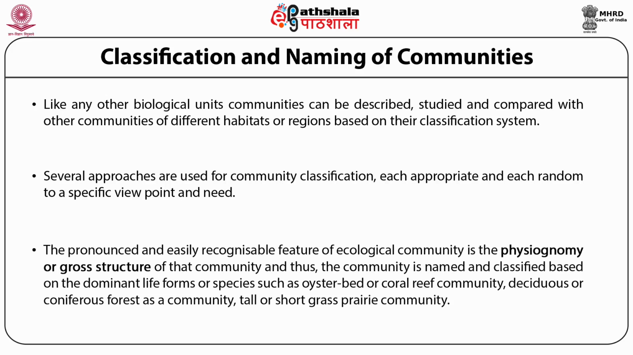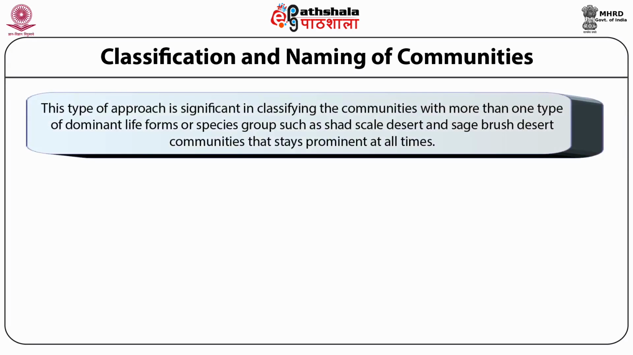The pronounced and easily recognizable feature of an ecological community is the physiognomy or gross structure of that community, and thus the community is named and classified based on the dominant life forms or species, such as oyster bed or coral reef community, deciduous or coniferous forests as a community, tall or short grass prairie community. This type of approach is significant in classifying the communities with more than one type of dominant life forms or species group, such as saltscale deserts and sagebrush desert communities that stay prominent at all times.